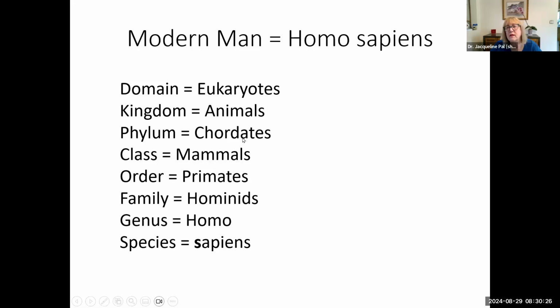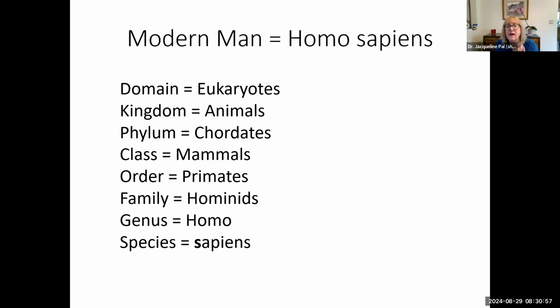Our phylum is the chordate phylum. What this means is we have something that's called a notochord at some point in our life. And a notochord is something that gives rise to a central nervous system. Well, we have a brain and a spinal cord throughout our entire adulthood. So for us, it persists not only in utero, but our entire adulthood as well.